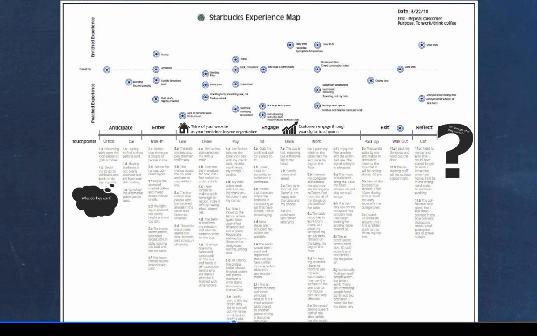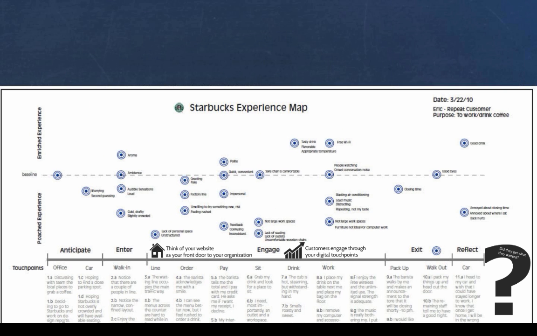So if we look at this experience map, we're looking at the persona of a repeat customer. You see in the upper right-hand corner, they've named this guy Eric. He's a repeat customer. His purpose is to work. Maybe sit down at one of the tables in Starbucks, take advantage of the Wi-Fi, do a little work there, maybe have a meeting, and to have some coffee.